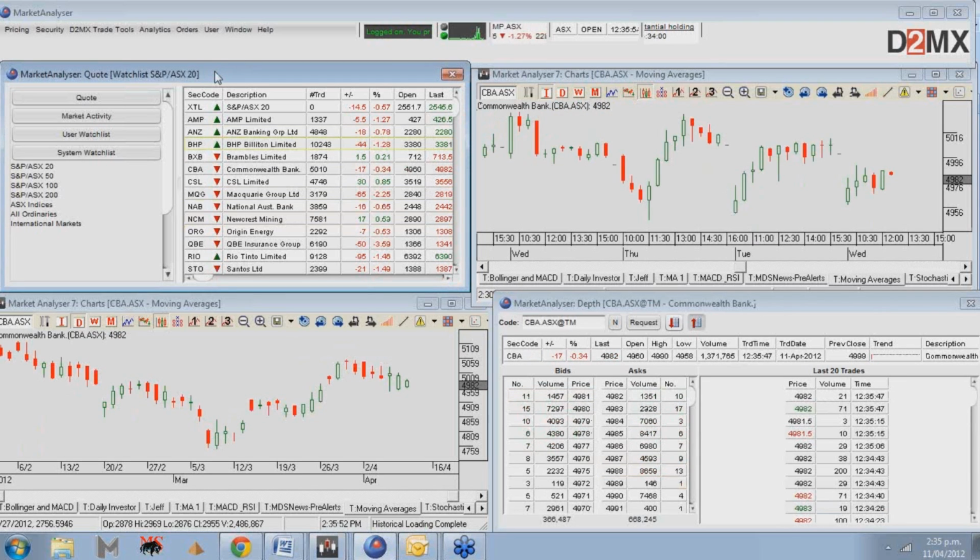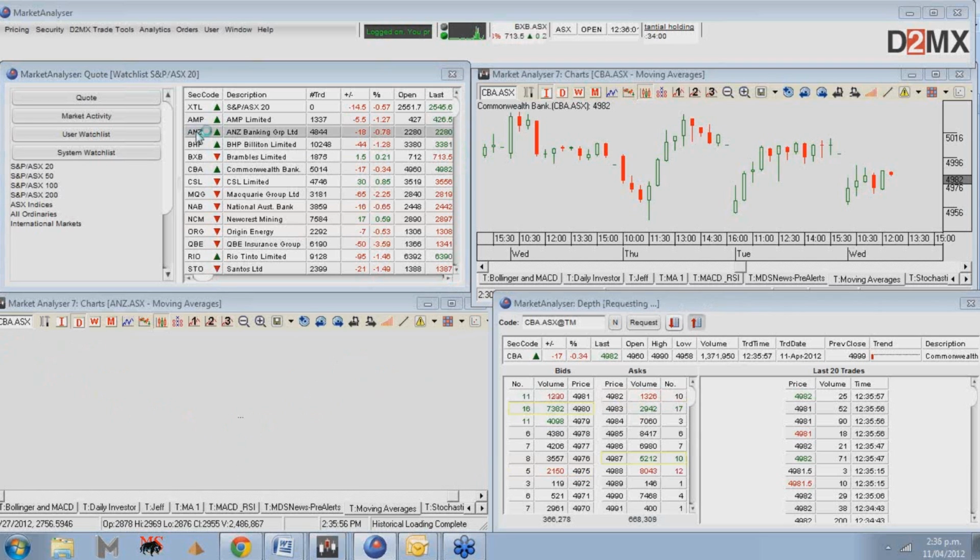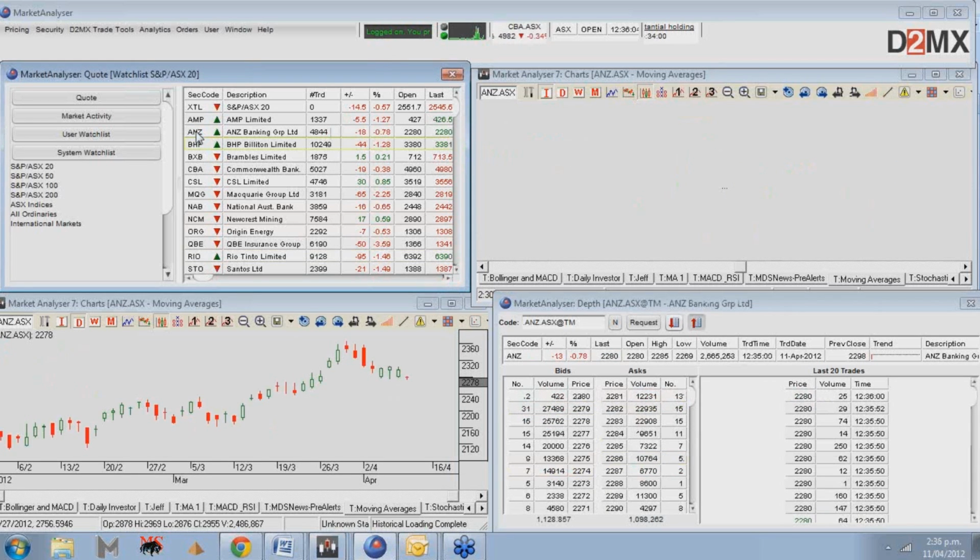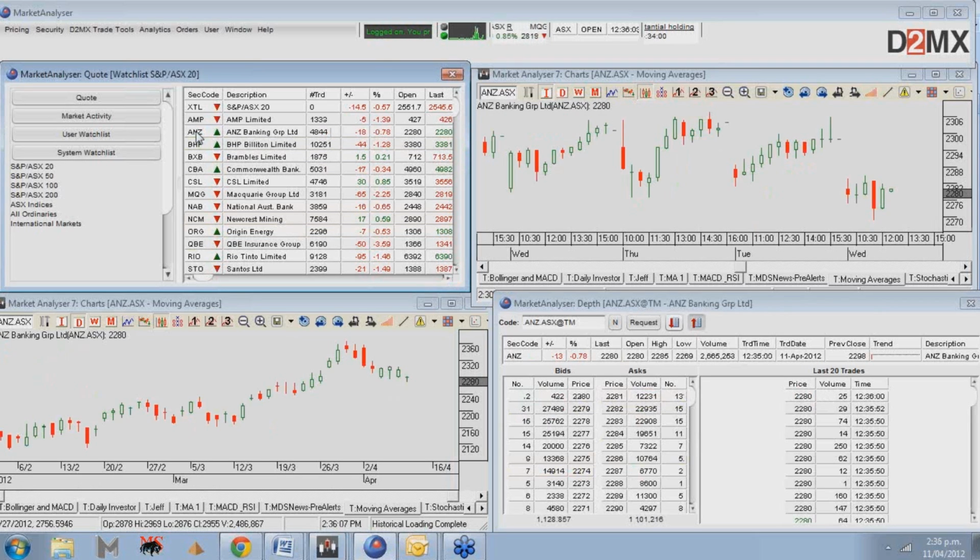So rather than right-clicking and clicking broadcast, you now have another way of doing that: click on the share, ANZ, F2, and it will broadcast ANZ through the platform. So that way you can update any of the charts that you have open using that broadcast function, and the user keys allow you to do it with the F2 key rather than using the right-click broadcast, which you can use otherwise.